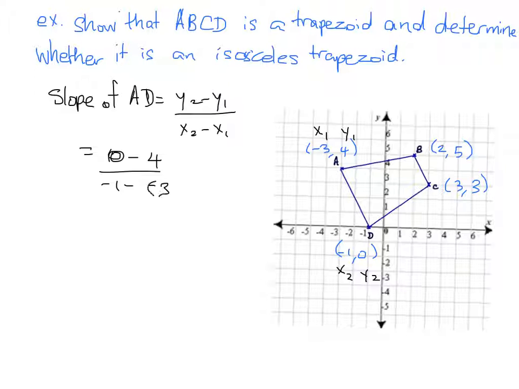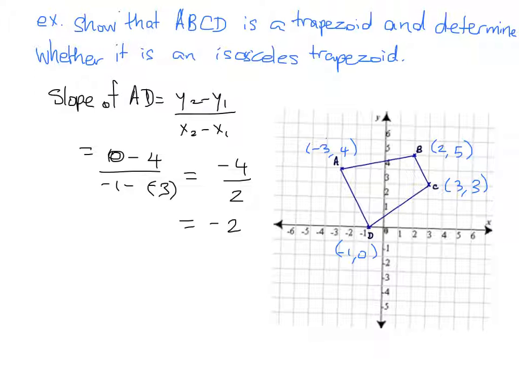There we go. Which gives us negative 4, and that is over 2. All right, which gives us negative 2. So that is the slope of AD. Now we can go ahead and figure out the slope of BC. So I'm going to erase that because now we're changing what our x1, y1 and x2, y2 are.